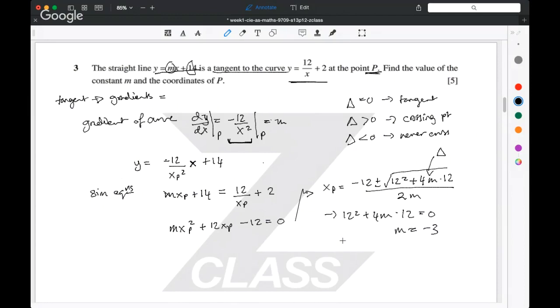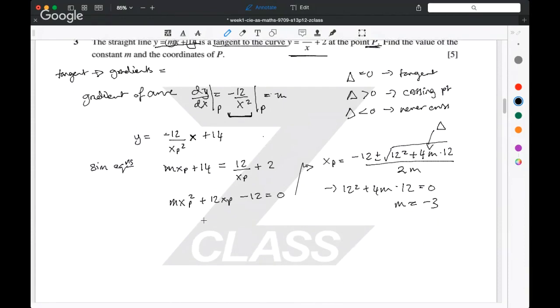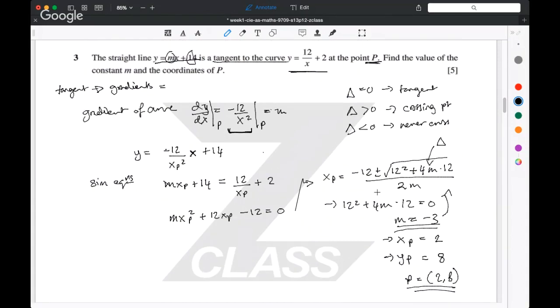Okay, we're almost there. So now we know that we can plug this back into the equation for xp. And this gives us that xp is equal to 2. Just put that into a calculator. And therefore for yp, we can just solve either one of the equations to get what yp is, and that's equal to 8. So p must be equal to (2, 8). There you go. And that's all they require for the question.